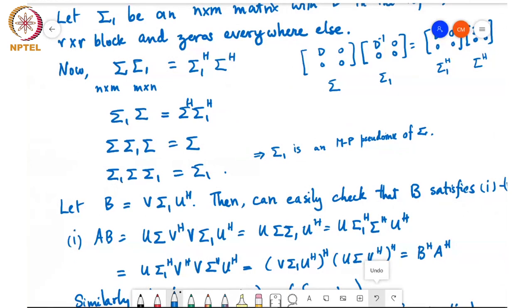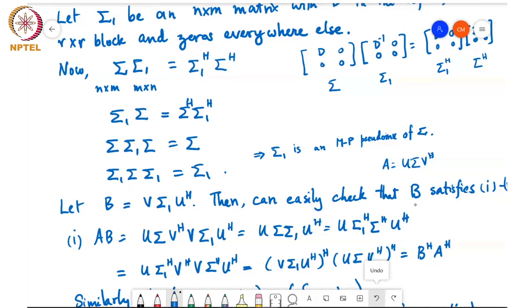Coming back to our proof, suppose B, let's define B to be V times sigma 1 times U Hermitian. Okay, so what is B? If I have the SVD of A, I'll write it here, A is equal to U sigma V Hermitian. All I have done is to take the non-zero r cross r block in sigma, invert that and put that as a matrix sigma 1 of size n by m, pre-multiplied by V and post-multiplied by U Hermitian. Okay, interesting matrix. It's easy to obtain once you have the singular value decomposition of A.